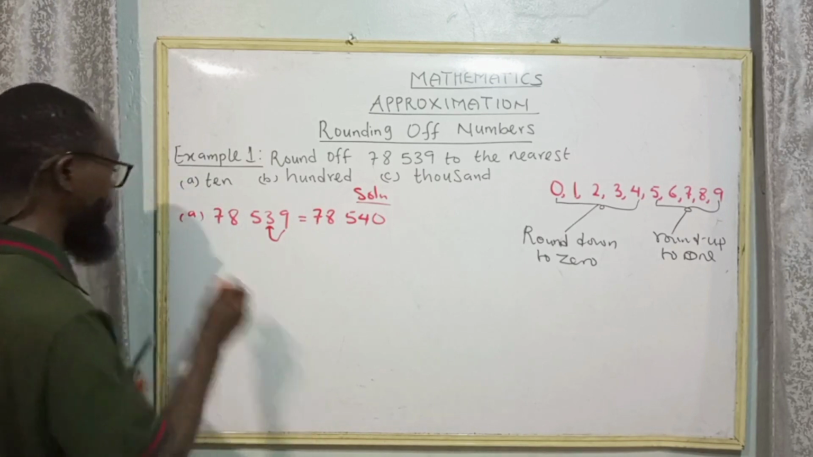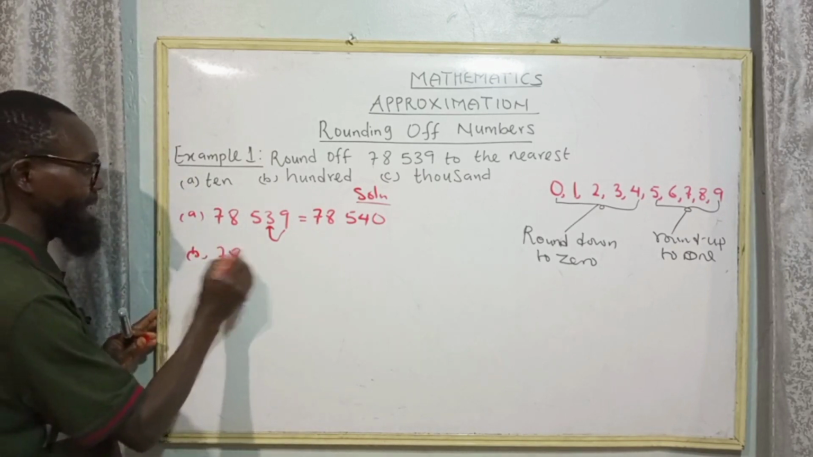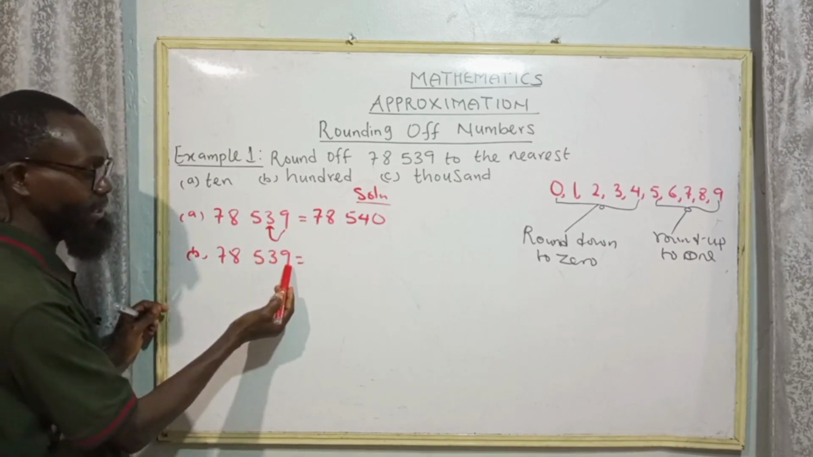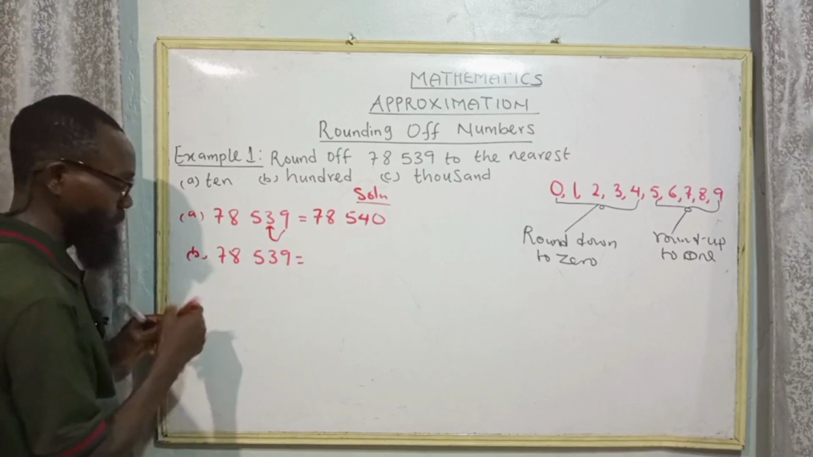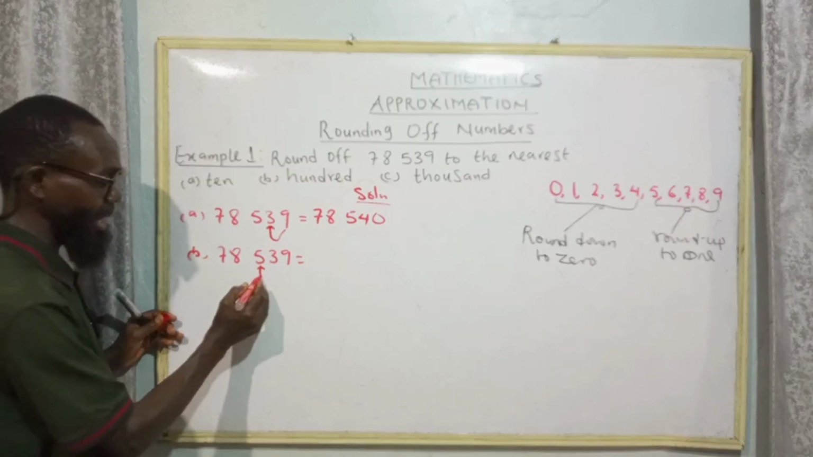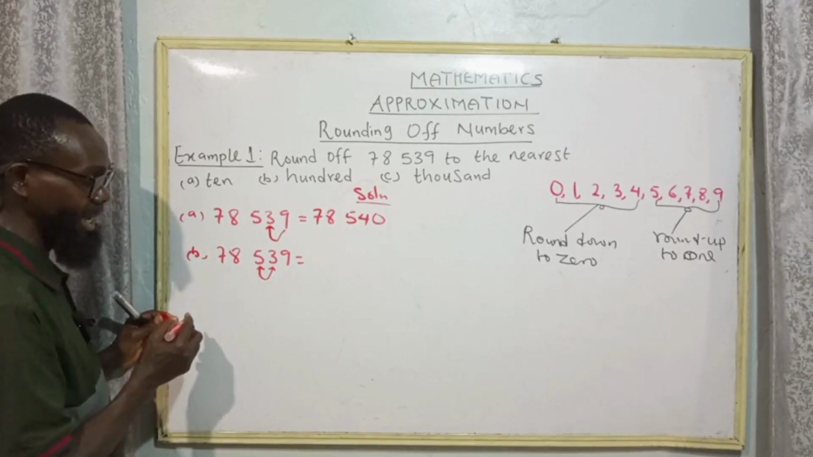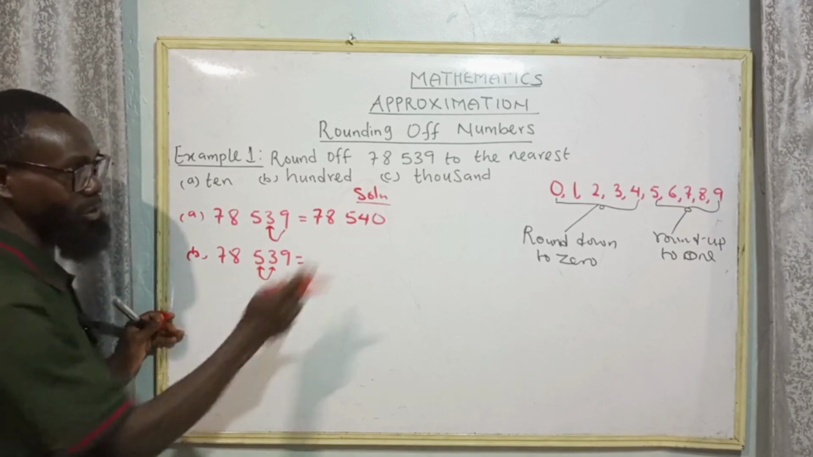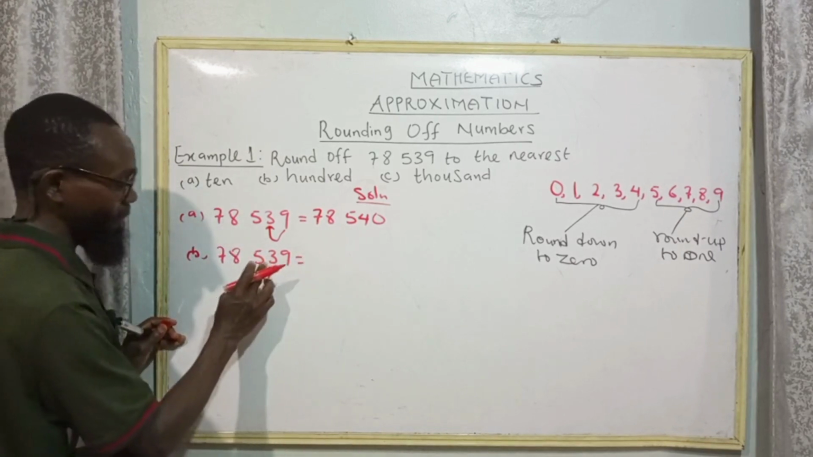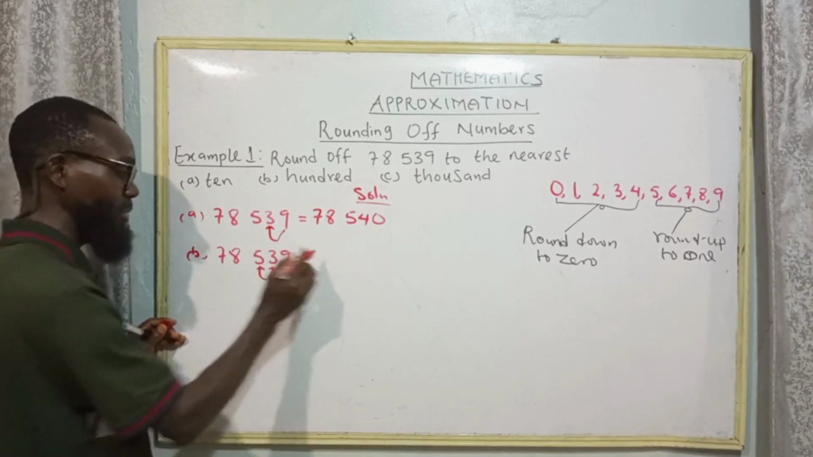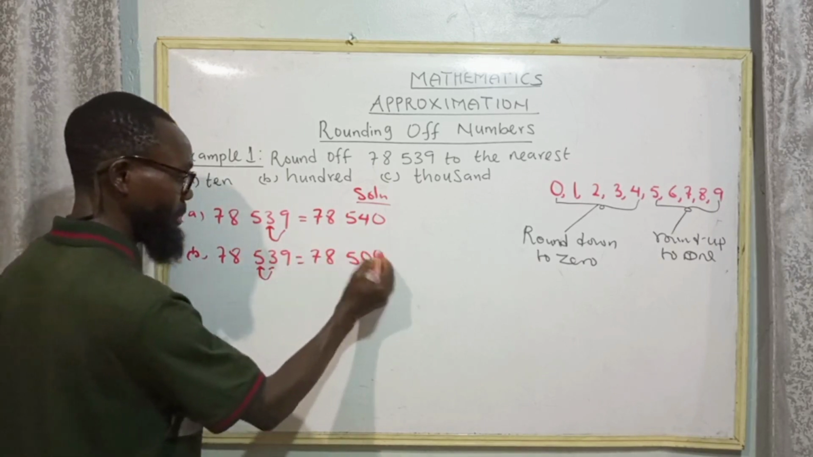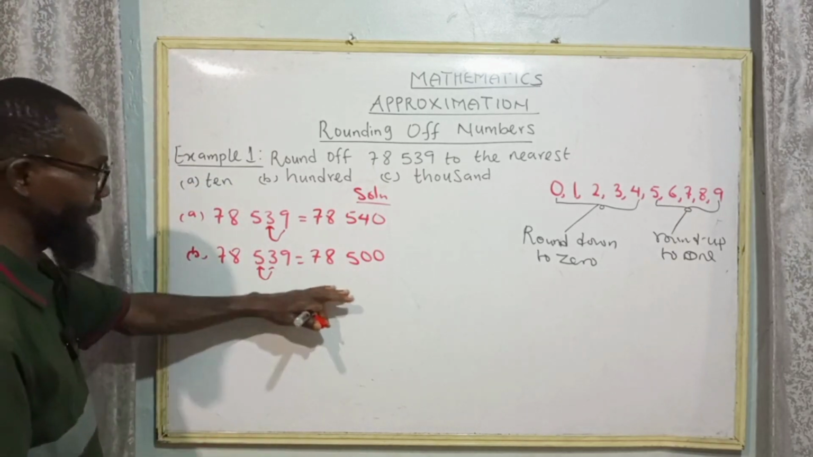Okay? Now the second one, to the nearest 100. Let's count. This is units, tens, and this is 100. So this 5 is 100. Since this 5 is 100, we check the digit at the back of it. The digit is 3, which falls between 0 to 4. You round down this 3 to 0. Since we have rounded down to 0, we're not adding anything here. We have 7, 8, 5, then this becomes 0, 0, 0. So this is to the nearest 100.